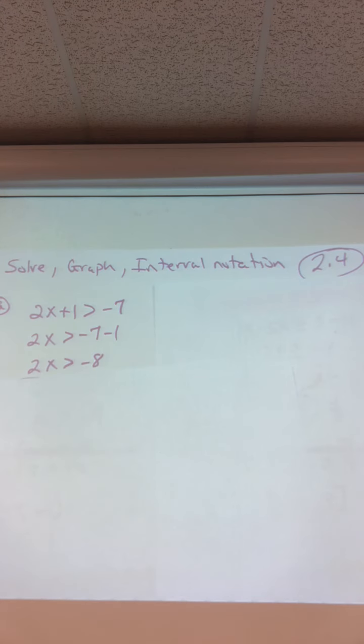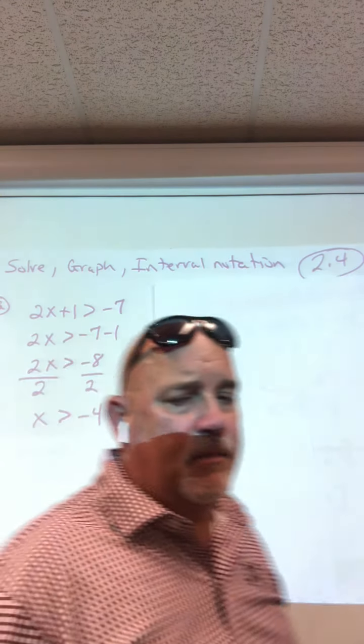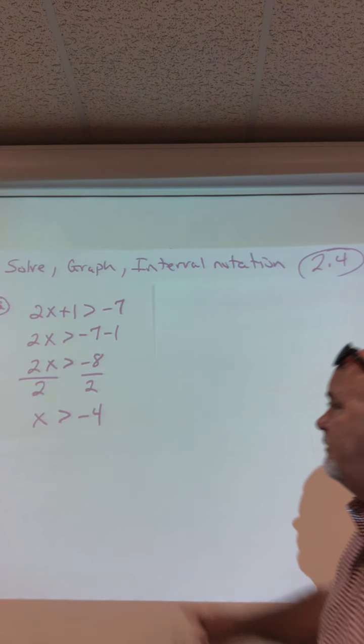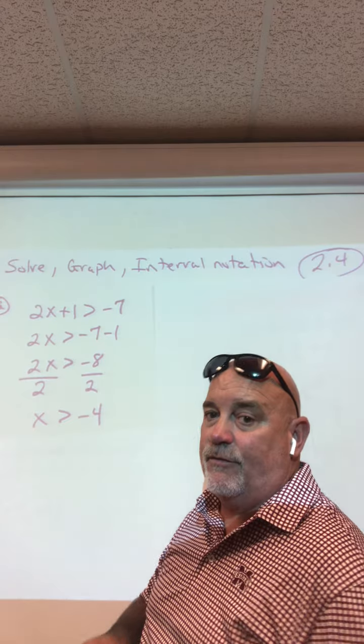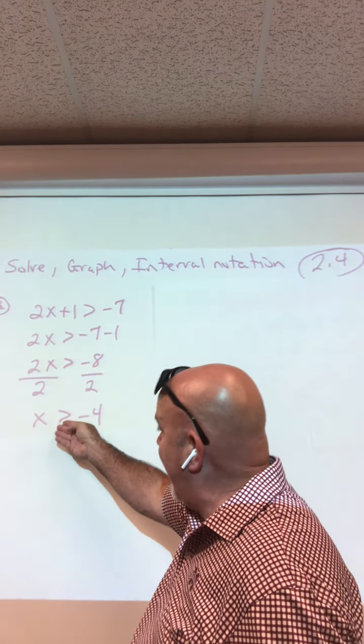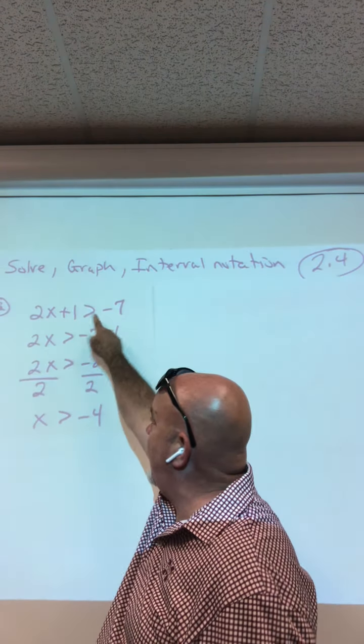How do we get rid of the number in front of x? By dividing. Whatever you do to one side, you have to do to the other. And so when I do, I get x is greater than negative 4. Now you said, oh, wait a minute, Mr. Ryan, I thought you said if you divide, you have to flip this symbol. No, I said if you divide by a negative, you have to flip the symbol. So that is the solution to that problem.